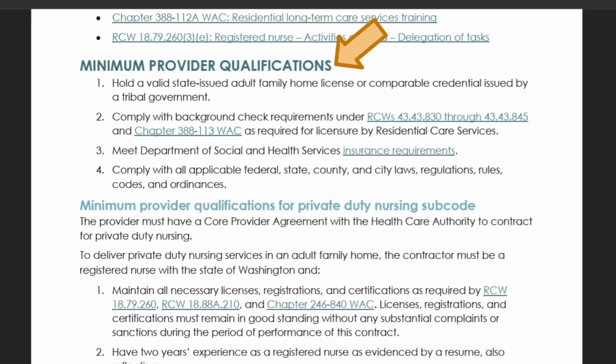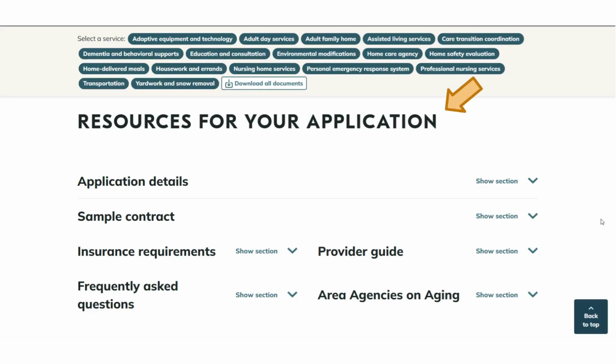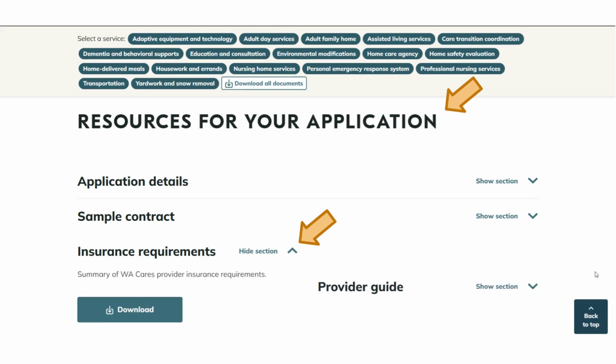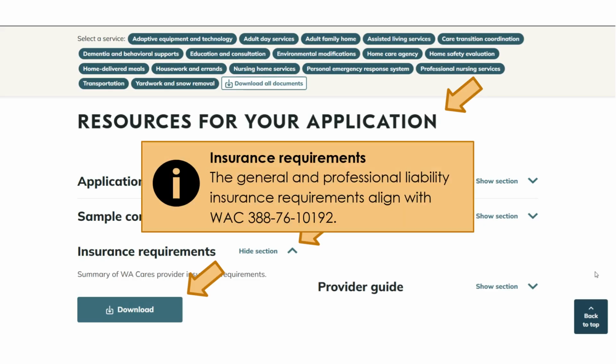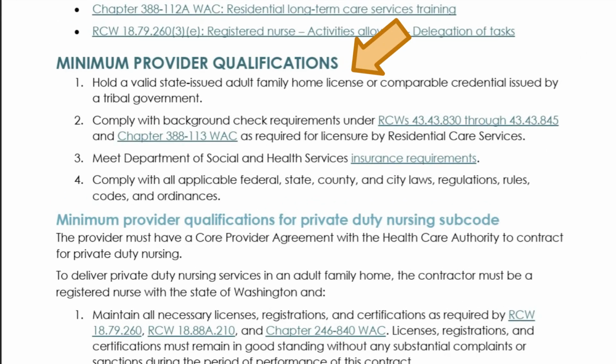You can find more about the insurance requirements for adult family homes in the Provider Toolkit under the section Resources for your application. Scroll down and select the arrow to expand the section Insurance Requirements. Here you will find a summary of the WA Cares provider insurance requirements. The general and professional liability insurance requirements align with the Washington Administrative Code, WAC, requirements 388-76-10192. Comply with all applicable federal, state, county, and city laws, regulations, rules, codes, and ordinances.